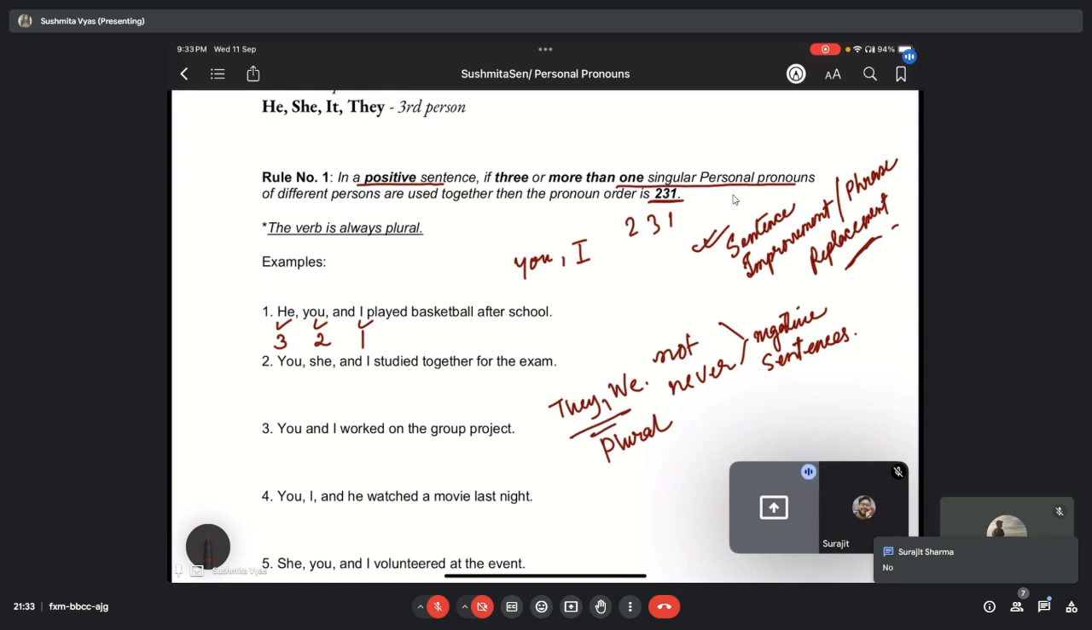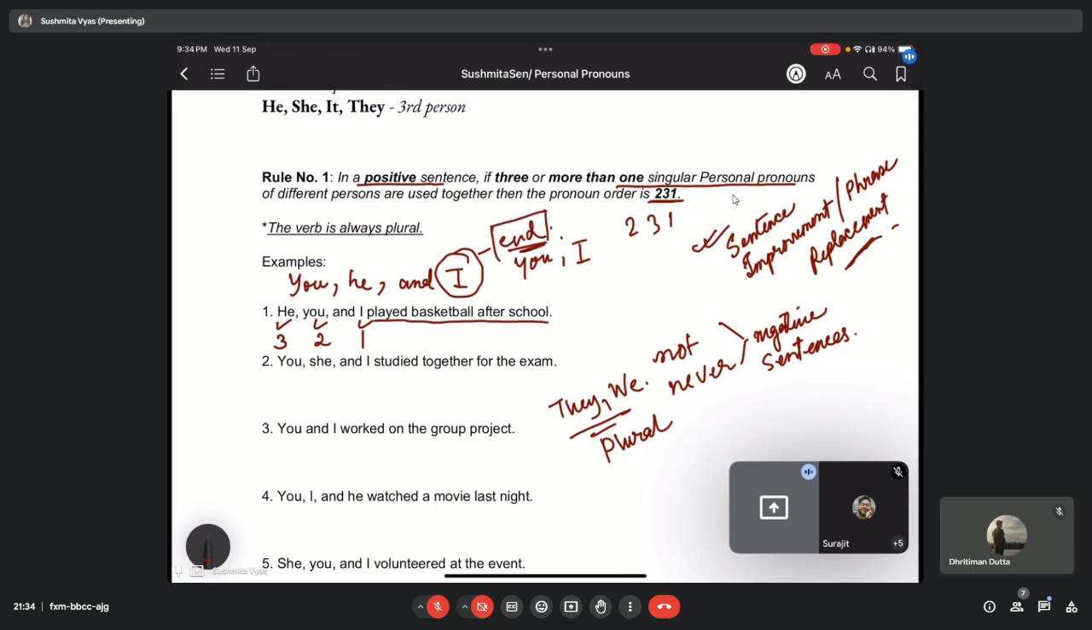No, this sentence is not in correct order because the correct order of the sentence will be you, he, and I played basketball after school. Remember, जब भी positive sentence आएगा ना, तो you always have to place the first person at the end. First person हमेशा end में आएगा. Second person will come in the first, and the third person will come in the middle. But when you are talking about a positive sentence, the first person will always come at the end. So the correct order will be you, he, and I played basketball after school.